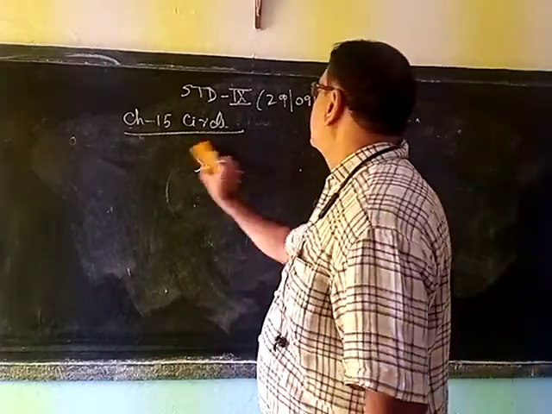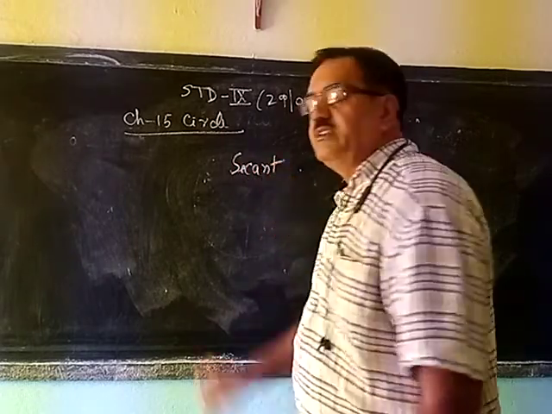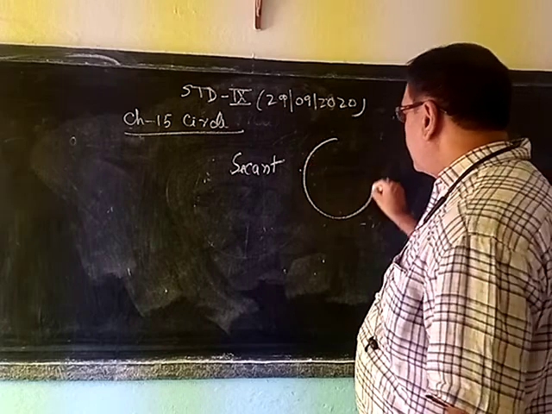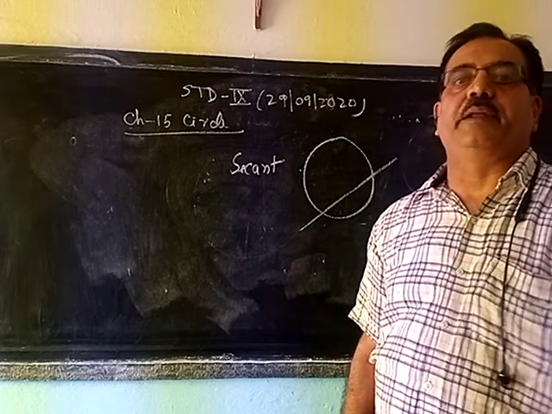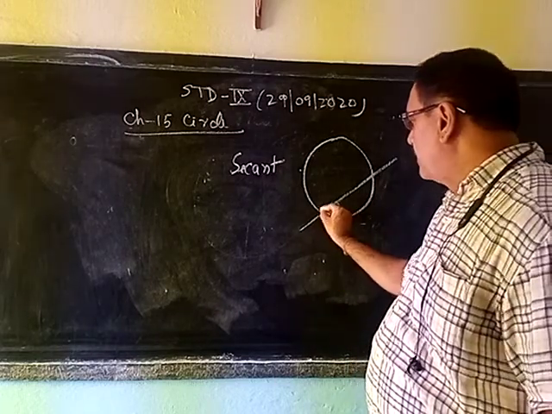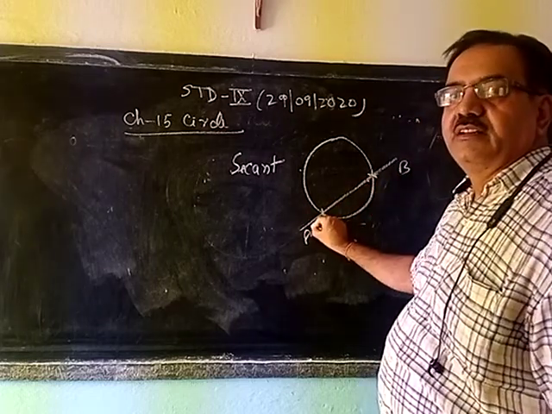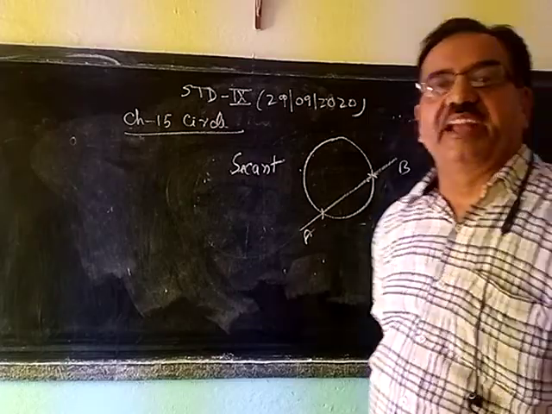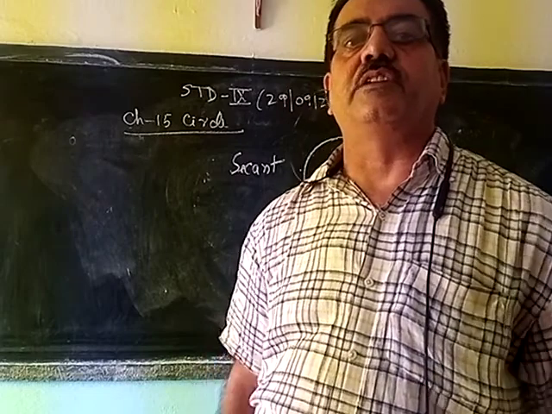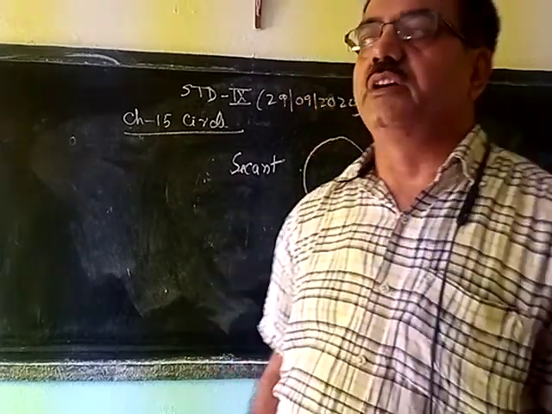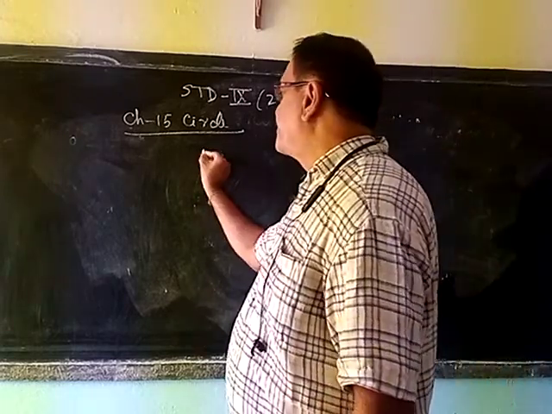Then secant. A straight line intersects the circle at 2 different points. So here and here, line AB intersects the circle at two different points, then AB is known as a secant of the circle. You follow? So when a straight line intersects or cuts the circle at two different points, then that straight line is known as a secant. Then concentric circle.